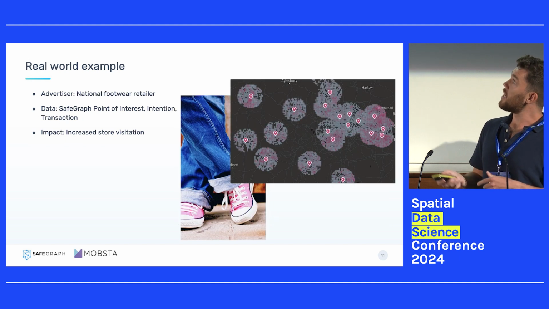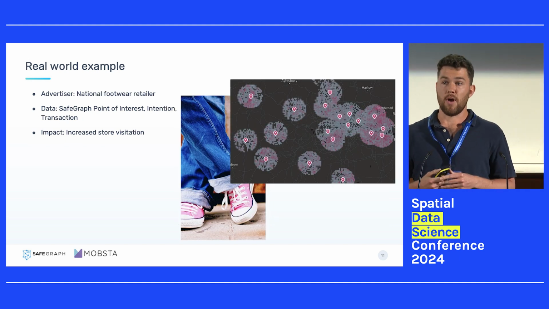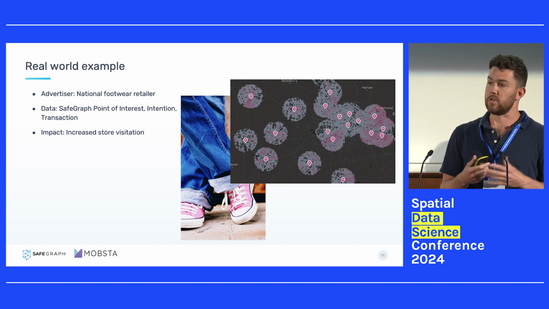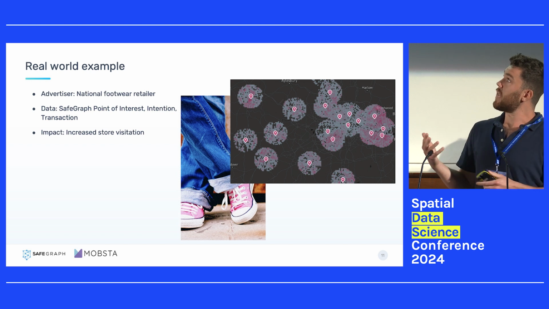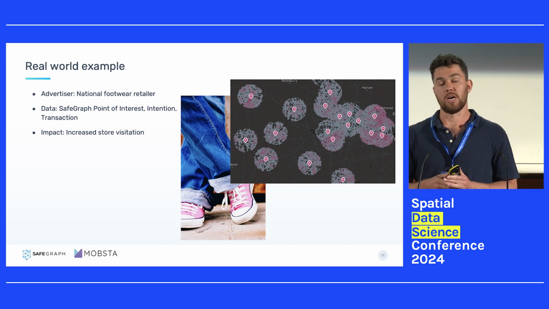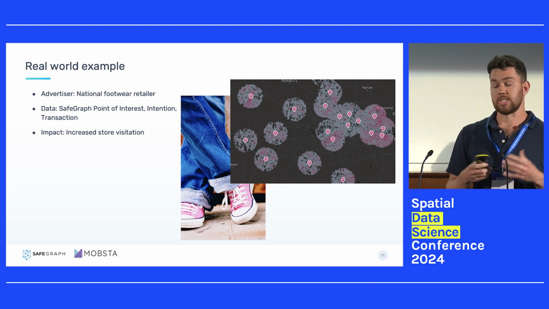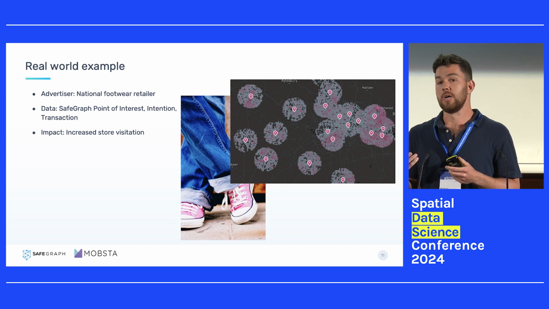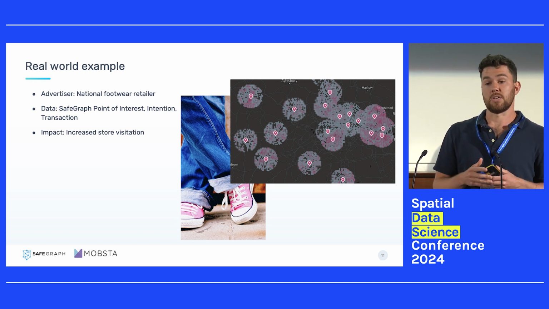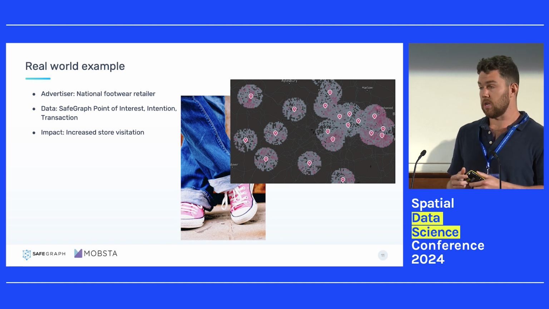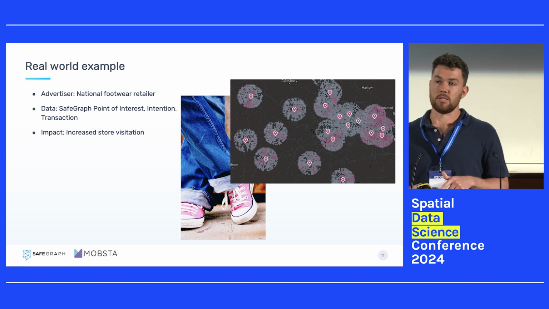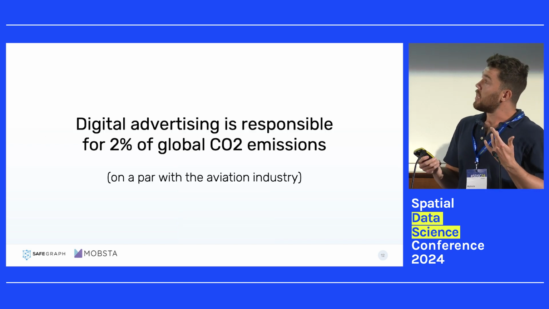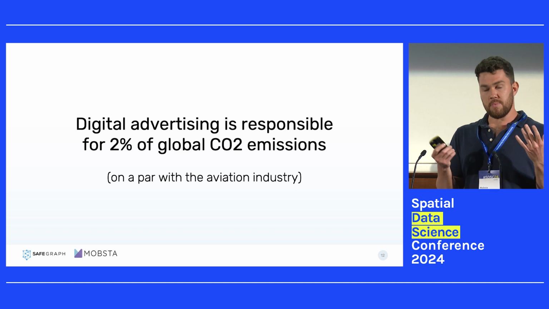And just a last example here, working with a national footwear brand, again using Safegraph points of interest data, finding areas within proximity to relevant stores, and then overlaying panel-based intent data as well as transaction data to identify those hotspots within proximity to those stores. They're not only over-indexed in terms of intent to purchase relevant products, but also had a recent history of doing so as well.